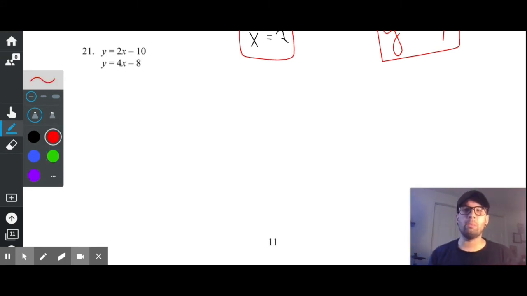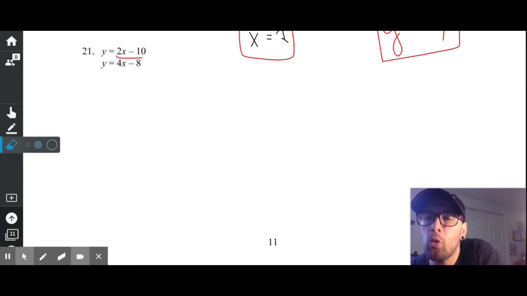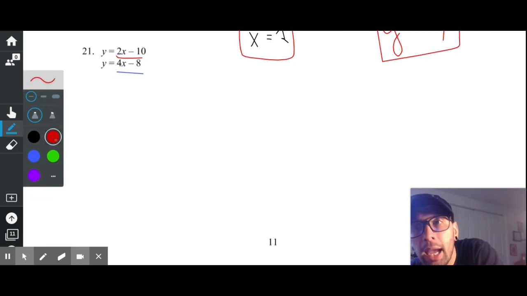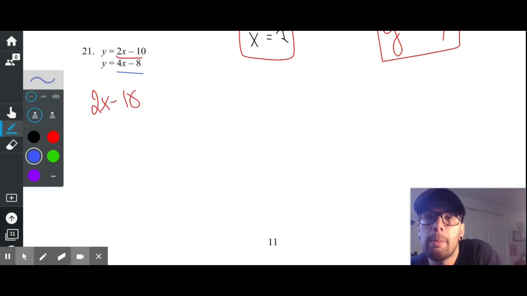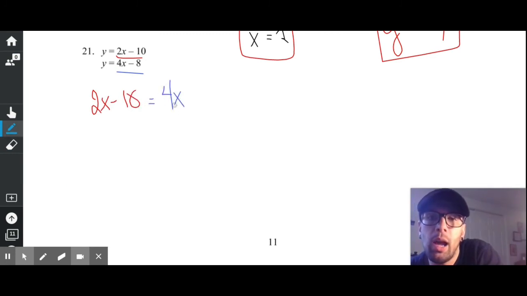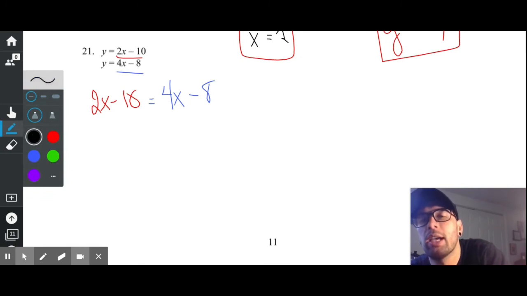Substitution again, and the same type of problem again. So what I have is y equals red. I have y equals blue. And if y is red, and if y is blue, then red is blue. I have two x's on the left, I have four x's on the right. So it would make sense to subtract 2x because it's the smallest one, and I always like getting rid of the smallest x.